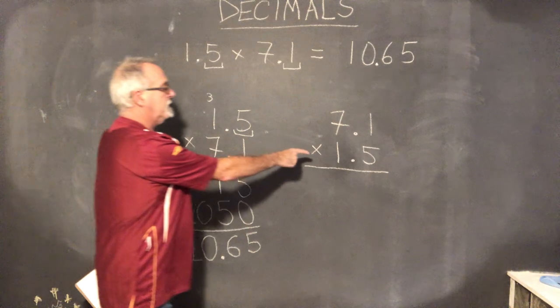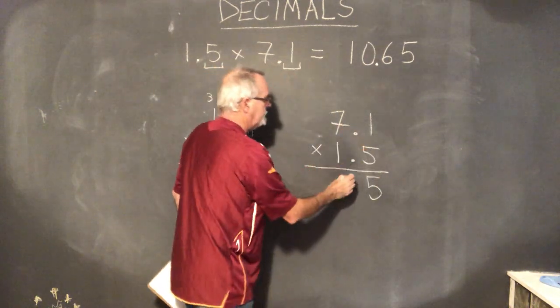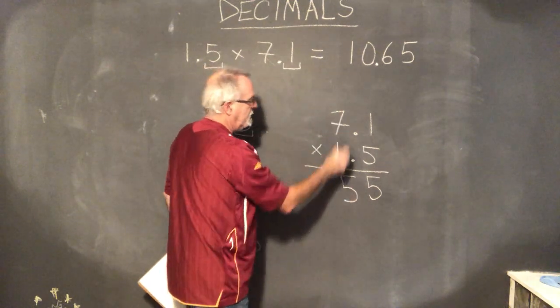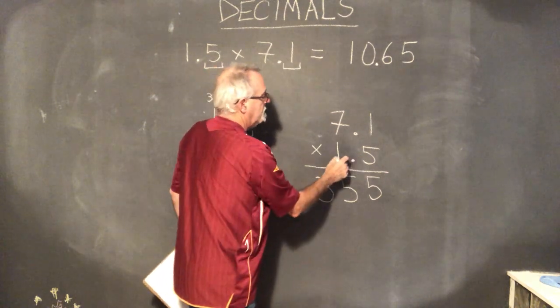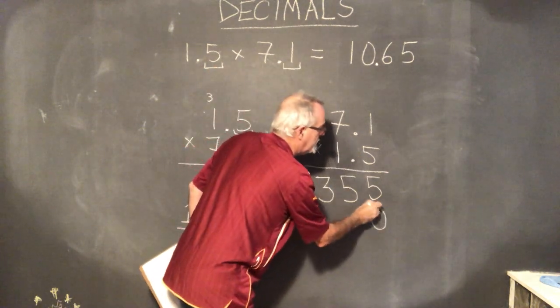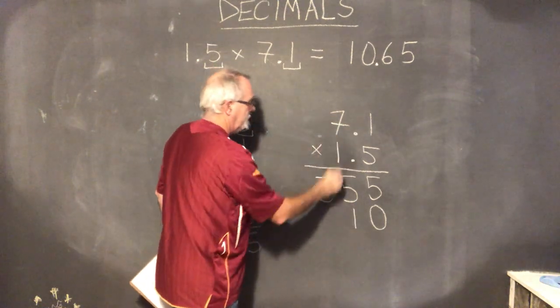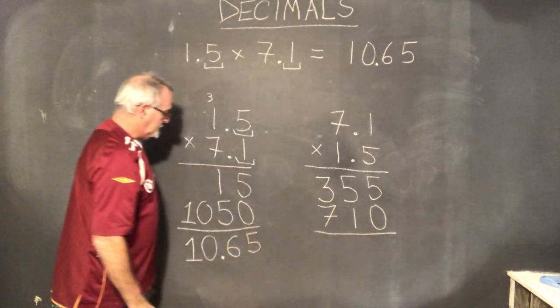And then, oh yeah, what about this one? 5 times 1 is 5. 5 times 7 is 35. That's a 5 plus a 3 that I don't really have to carry because I got to the end. So I'm just going to write the 3. Then I'm doing this 1, so I need a 0 here. 1 times 1 is 1. And 1 times 7 is 7. Wow, I'm glad I did this. That's cool. It looks so different.